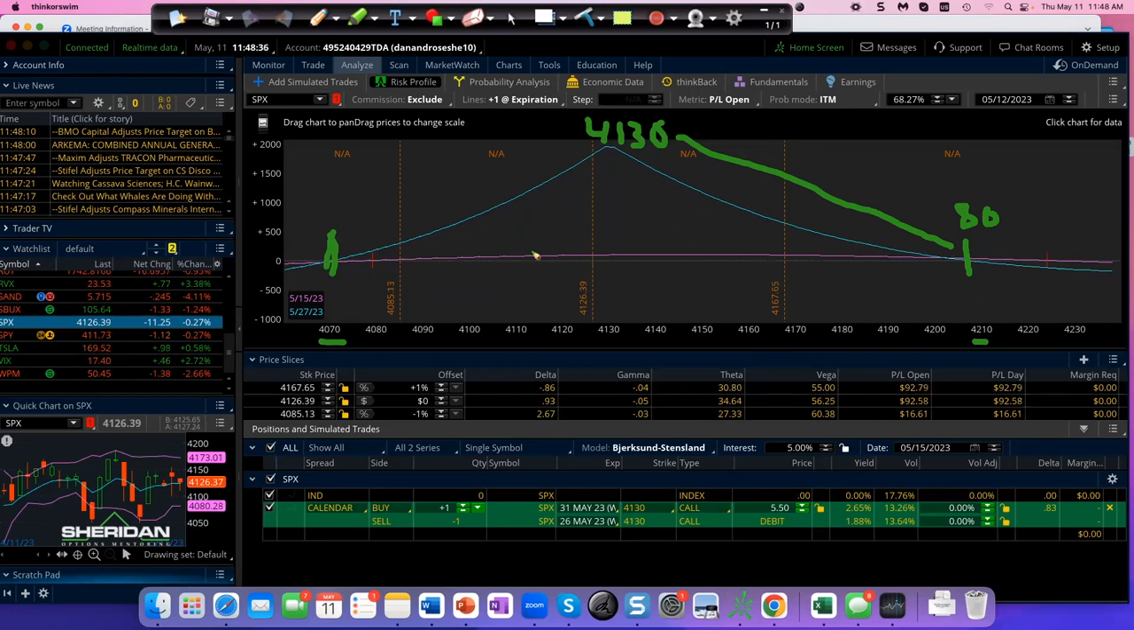You just stay in less. So that's the goal, but that's a trade I like for Thursdays, a 15-day calendar, 5 days between the long and the short.